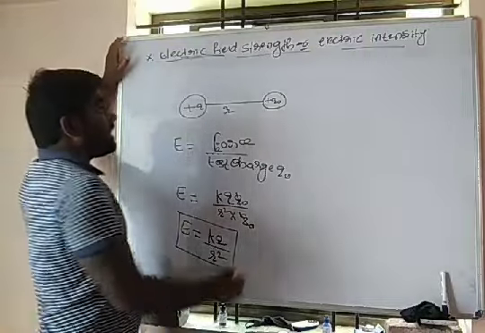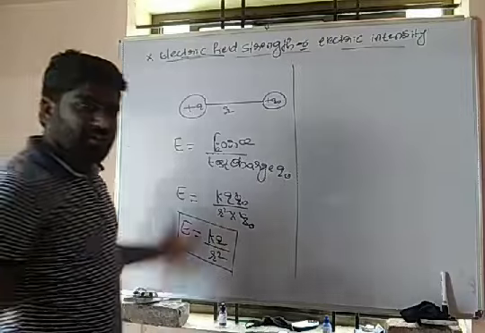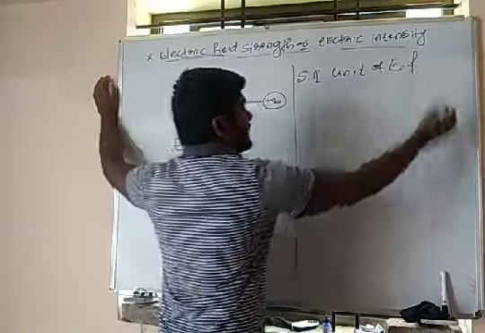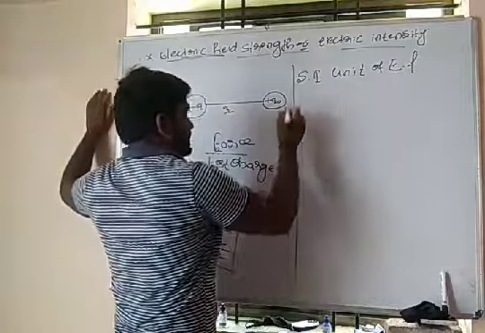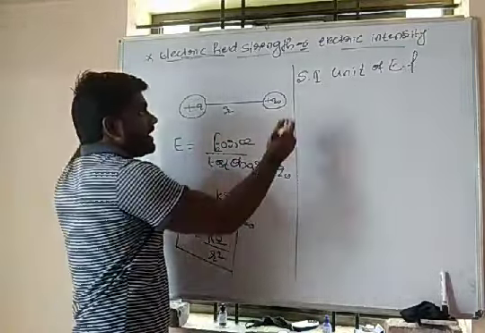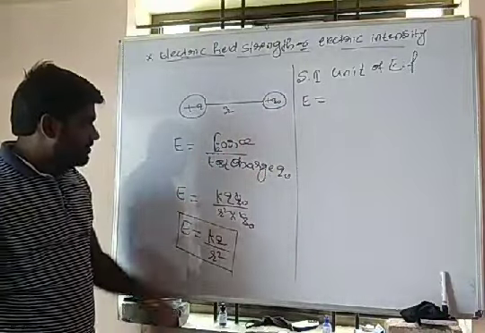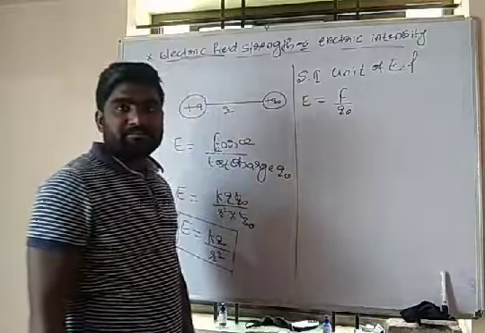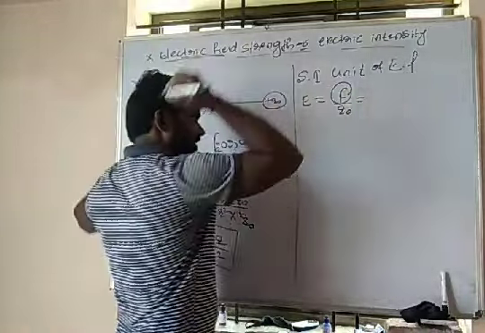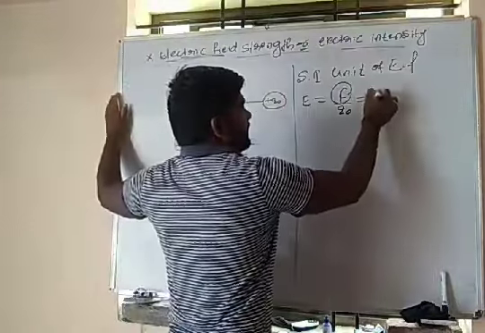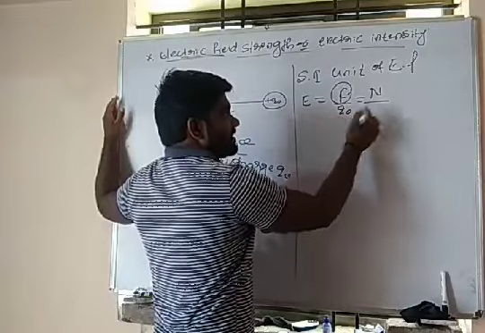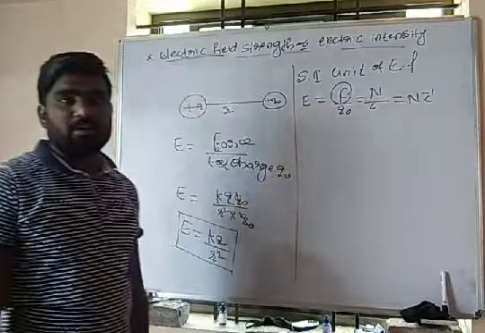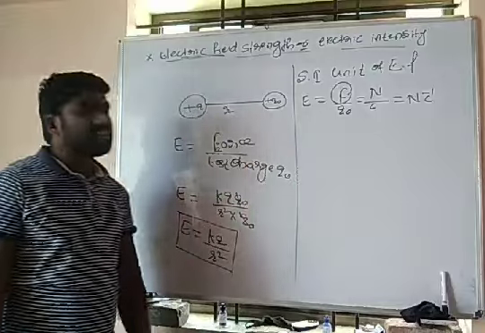Okay, it is about your electric field. What is the SI unit of electric field? How to calculate it? Electric field is force divided by test charge Q naught. The SI unit of force is Newton, and the SI unit of charge is Coulomb. So the SI unit of electric field is Newton per Coulomb. That is electric field strength, or electric intensity.